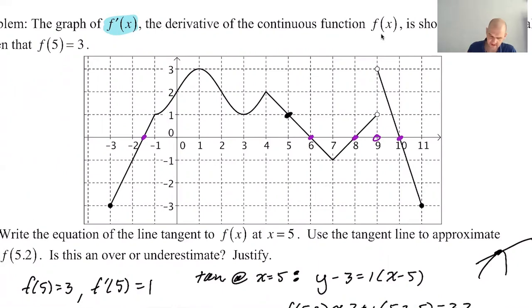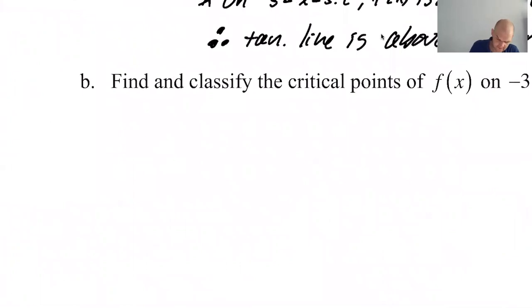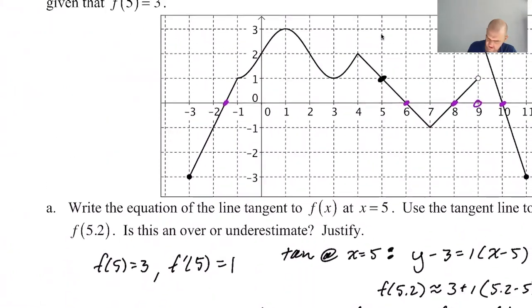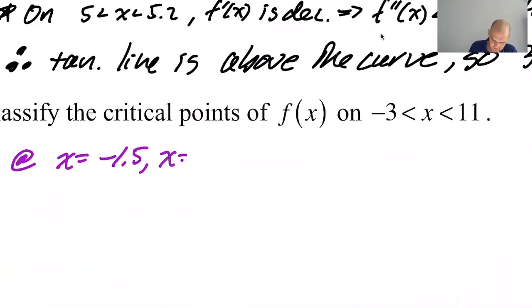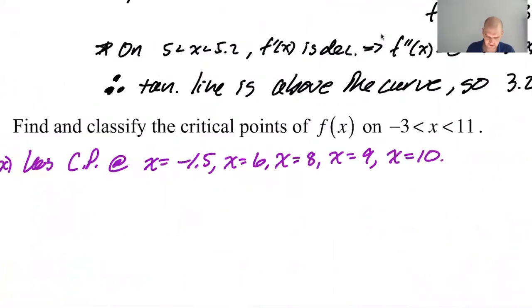5 critical points. I guess I'll list them first. So f of x has critical points at x equals negative 1.5, 6, 8, 9, 10. Okay. I tend to write x equals, which is annoying. I acknowledge you could do a set. I just don't like it when people write x equals and then they do a list. That doesn't really make sense. X equals what? X is an element of this set, I guess, or whatever.